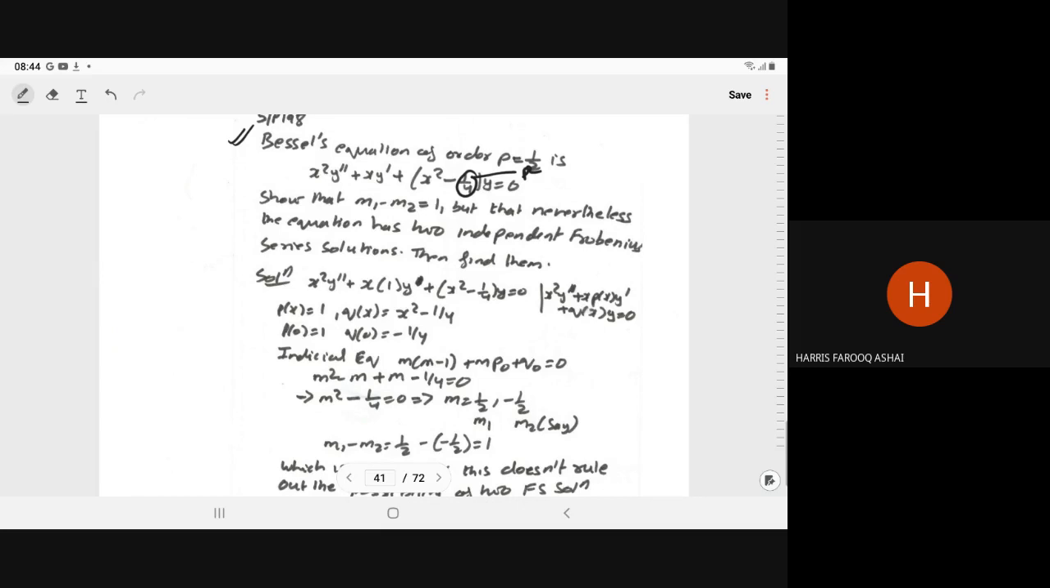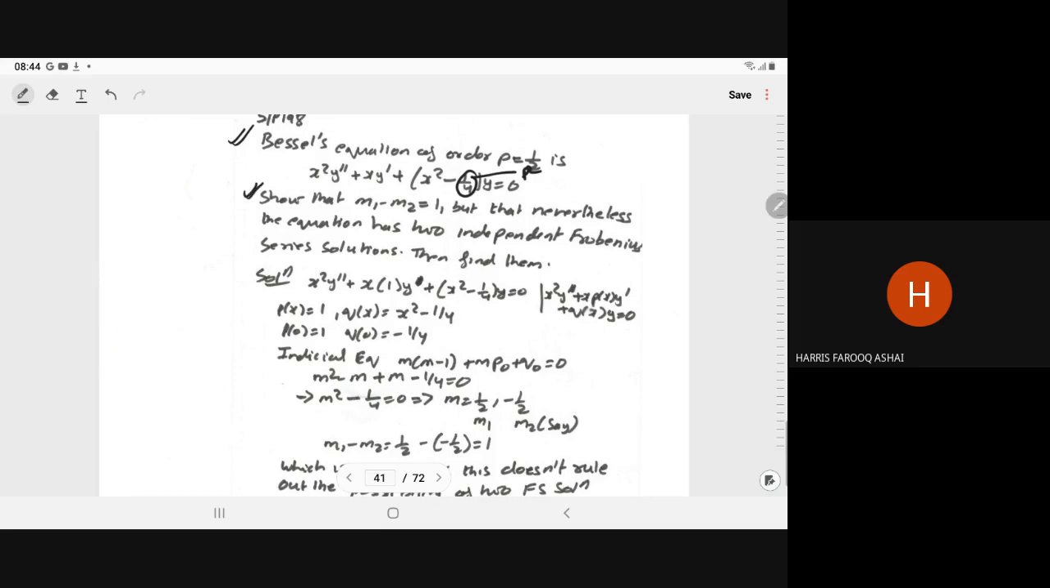But nevertheless, the equation has two independent Frobenius series solutions. The theorem states that if the difference is an integer, it is never denying that two Frobenius series solutions can exist. They may also exist, but at least one will always exist. Theorem A states that whatever the root, one Frobenius series solution will always exist for the bigger root, and for the smaller root it may or may not exist. So in this question you will find it will exist.